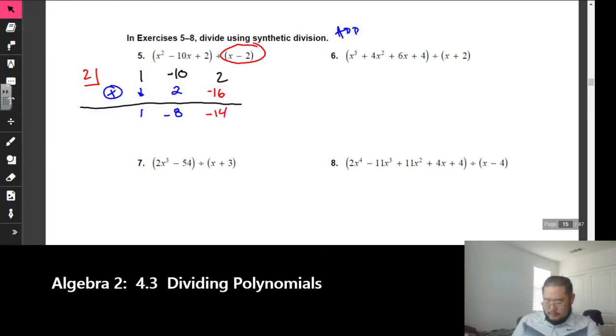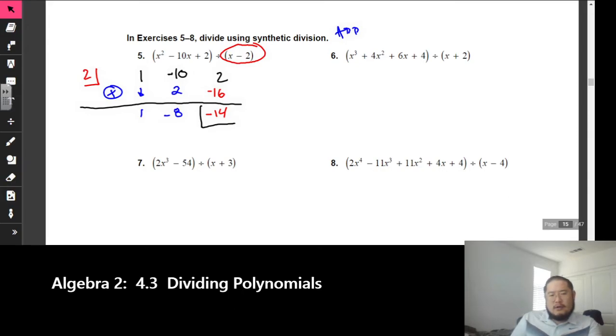So this right here, if there is a number left over, that is your remainder. Now what we have to do is write our polynomial together. Remember, if I took x squared and divided it by x, then I'd be left with x. So if I take x squared and divide it by x minus 2, it will reduce the exponent, or the power.